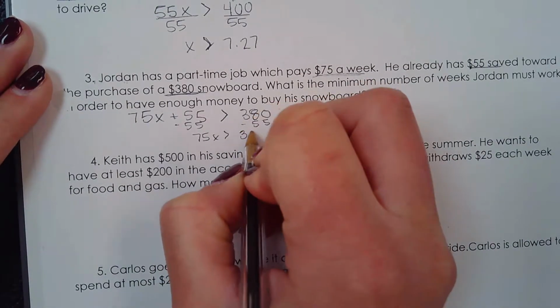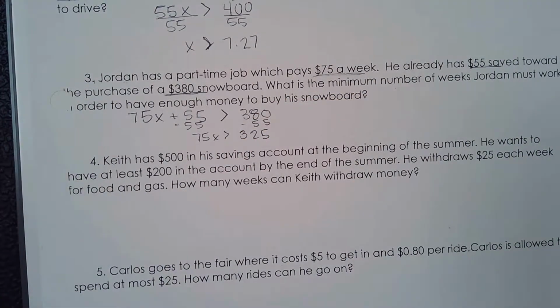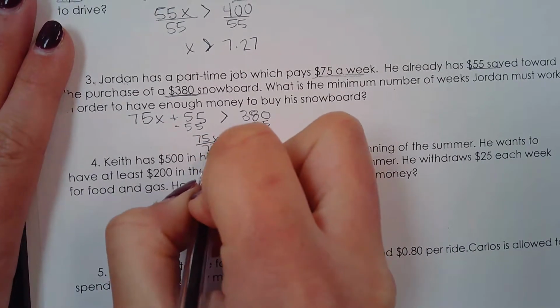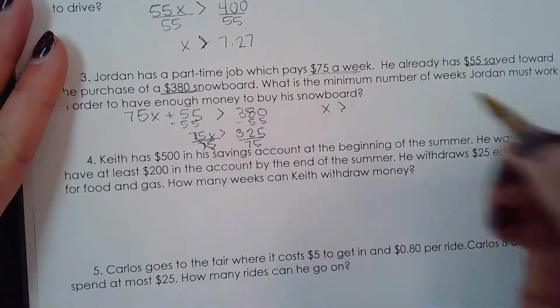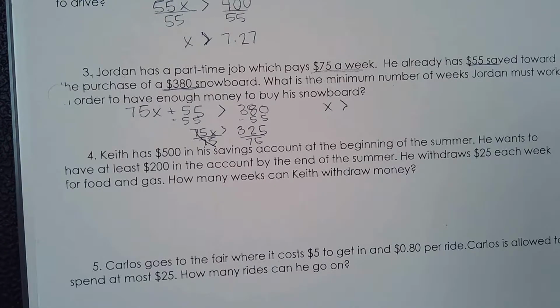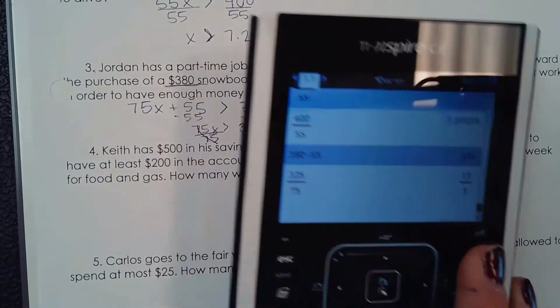Good, 325. Colin, Howell, what's our next step from there? Divide by 75. So Trent, when we divide 325 by 75, what do we get? Do we get a fraction? 13 weeks. How do we use this?